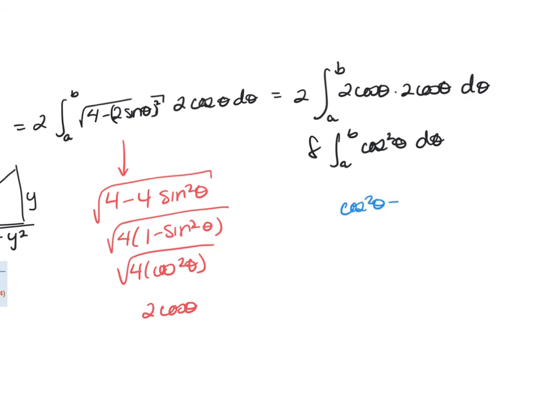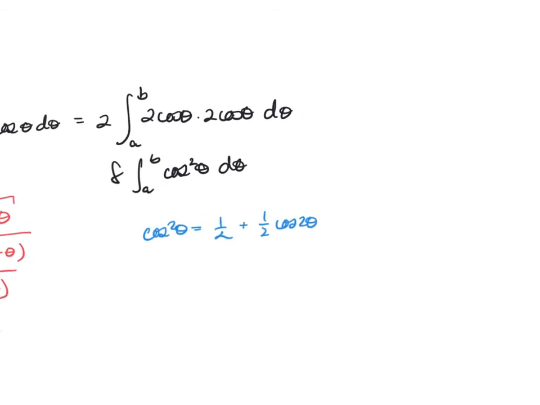Cosine squared of theta is equal to 1/2 times, yeah, 1 plus the cosine of 2 theta. So then this becomes 4 from a to b of 1 plus the cosine of 2 theta d theta. The reason that's 4 is because I can factor out 1/2 out of both of these, and then 8 times 1/2 gives me the 4.